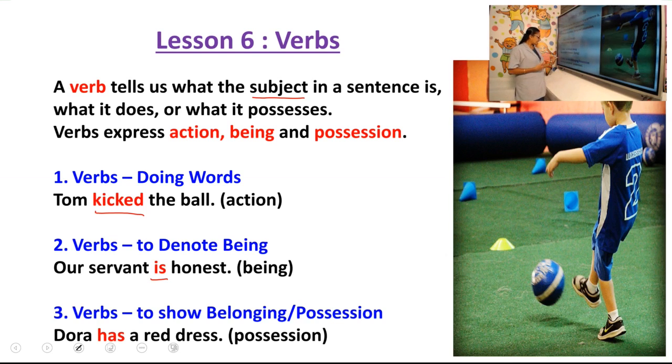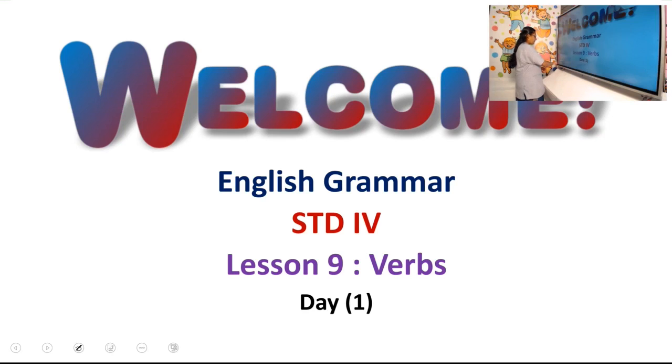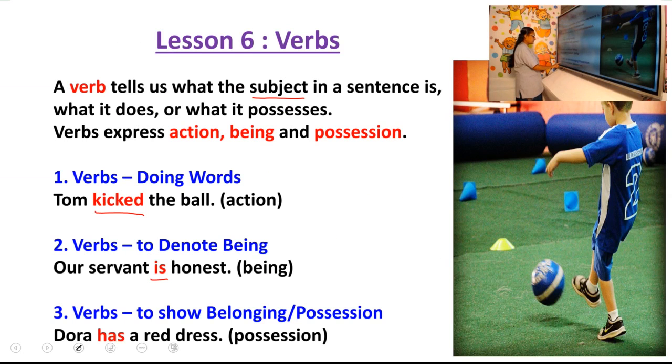Clear? Next, third one, we use verbs to show belonging or possession. What do you mean by possession or belonging? Ownership. What the subject has. Okay, see this example. Dora has a red dress. So here, see this word has. The word has shows what belongs to Dora. What belongs to Dora? Dora has a red dress.